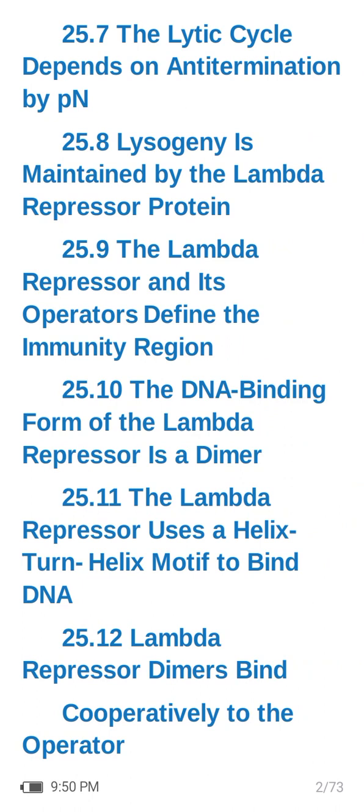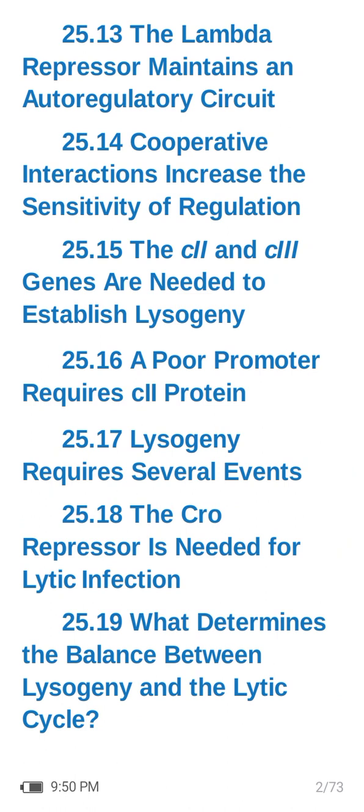Then lysogeny is maintained by the lambda repressor protein. The lambda repressor and its operators define the immunity region. The DNA binding form of the lambda repressor is a dimer. The lambda repressor uses a helix-turn-helix motif to bind DNA. The lambda repressor dimers bind cooperatively to the operator. Then the lambda repressor maintains an autoregulatory circuit. Then cooperative interactions increase the sensitivity of regulation.